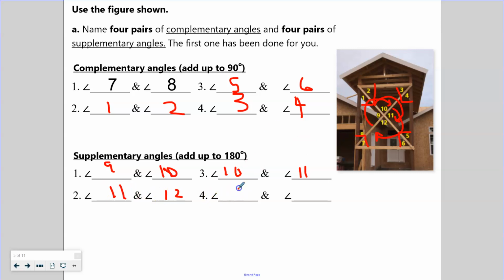And then from 12 to 9, 9 and 12 as well. We'll put the smaller number first.